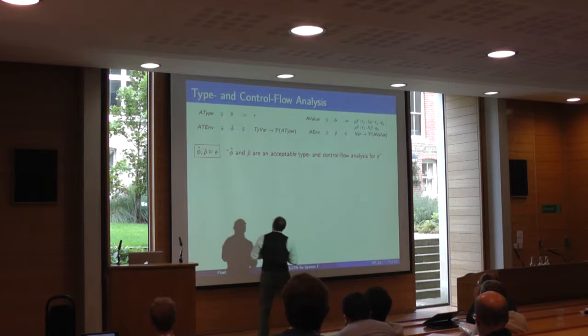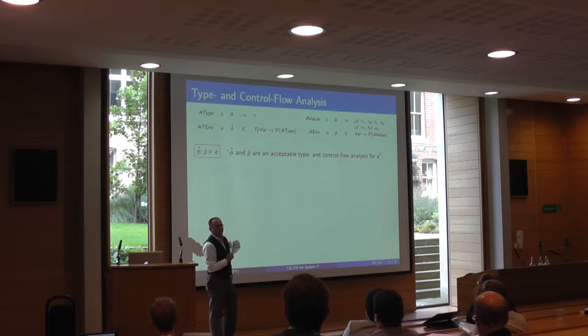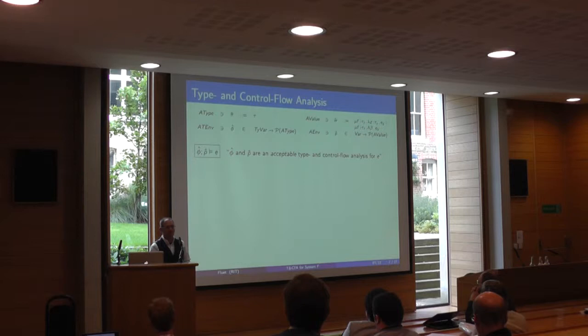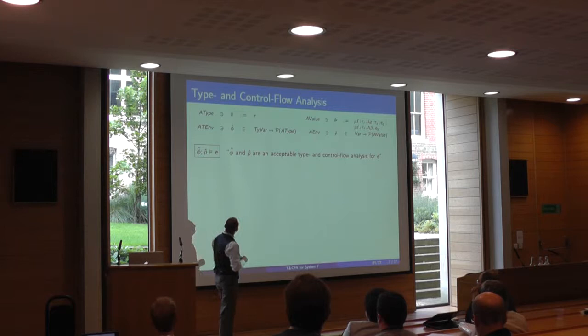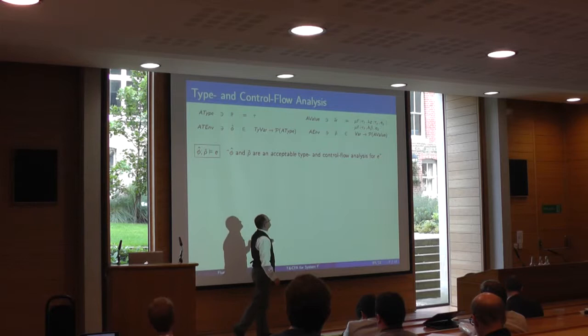Again, in this very simple setting, my abstract types are pretty simple. They are just the syntactic types that appeared in my program. Okay. So how I'm going to express my control flow analysis is as the following judgment that says these abstract environments are an acceptable type in control flow analysis for E.